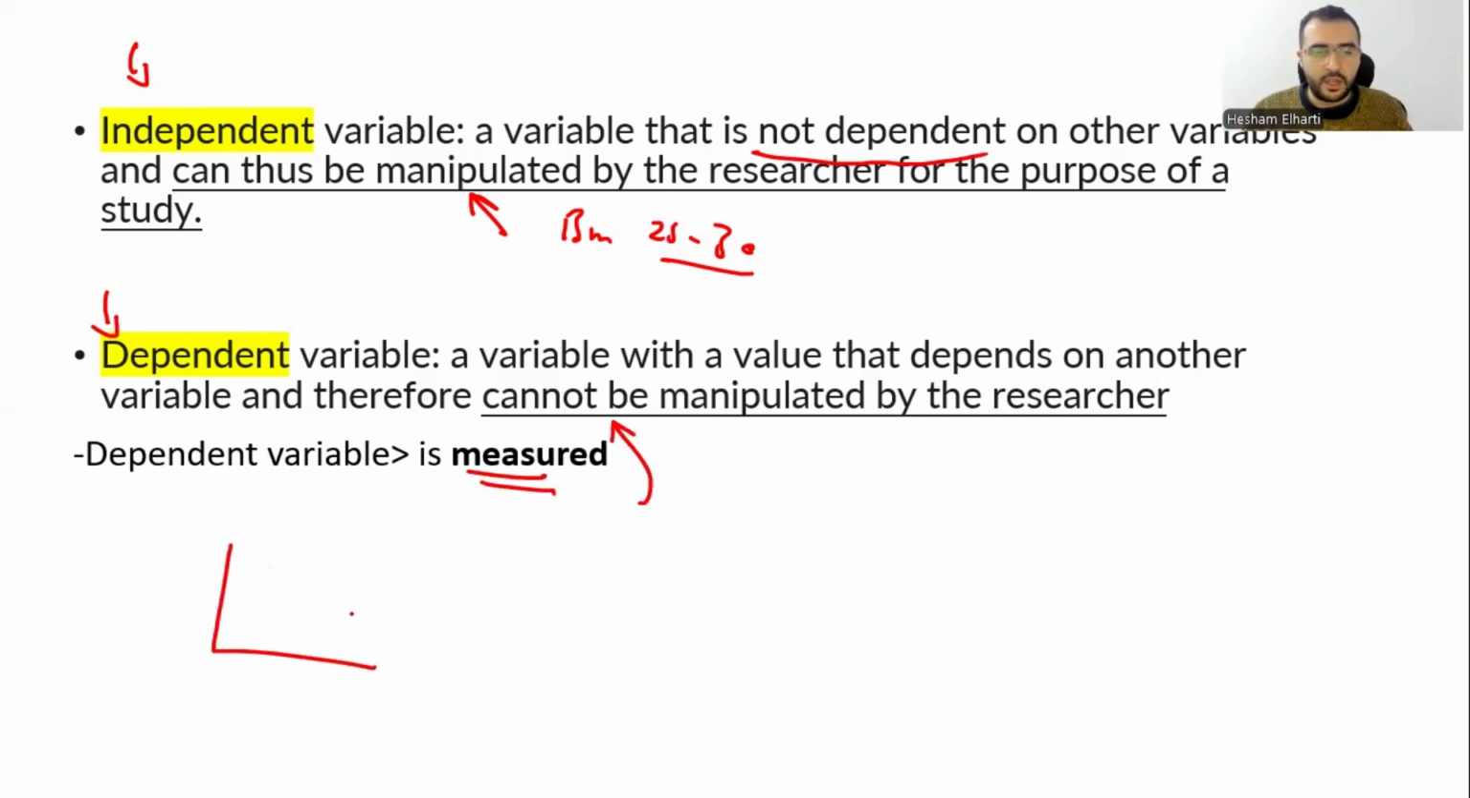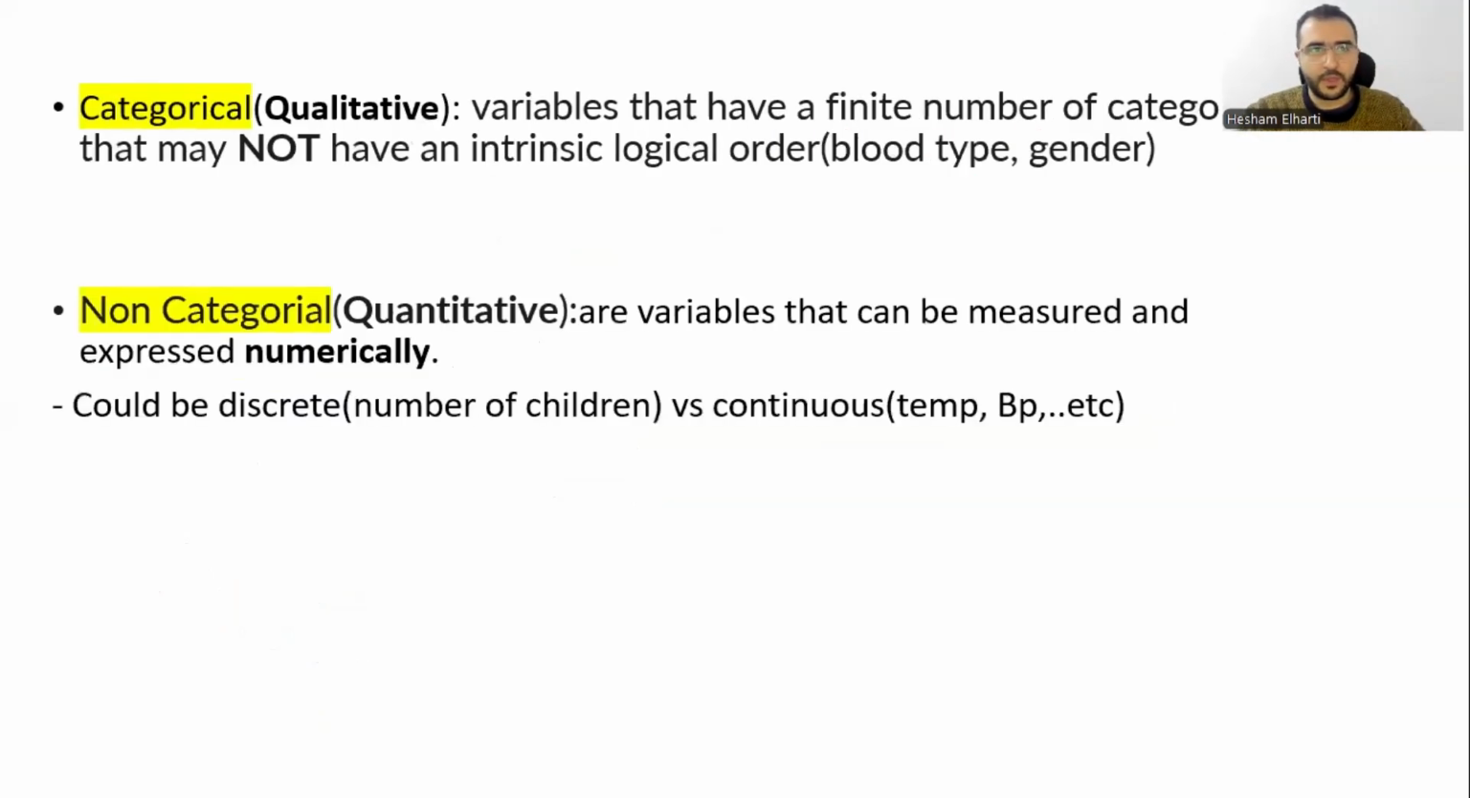Let's take a classic example, the BMI and the A1C level. It makes sense that there's a direct relationship between the two variables. So the A1C level is measured, cannot be manipulated, but the BMI can be manipulated. You can get guys with normal or higher BMI.